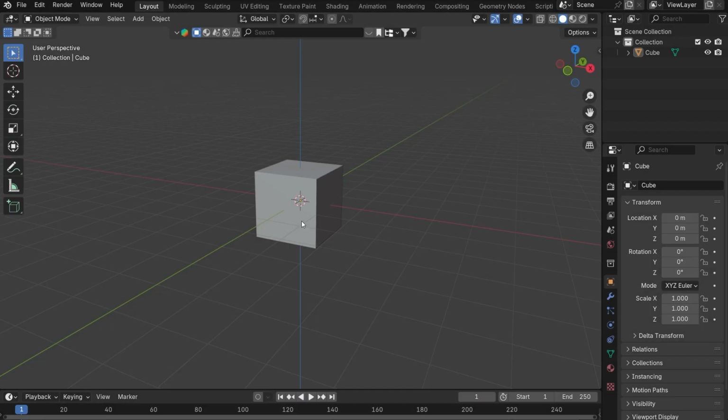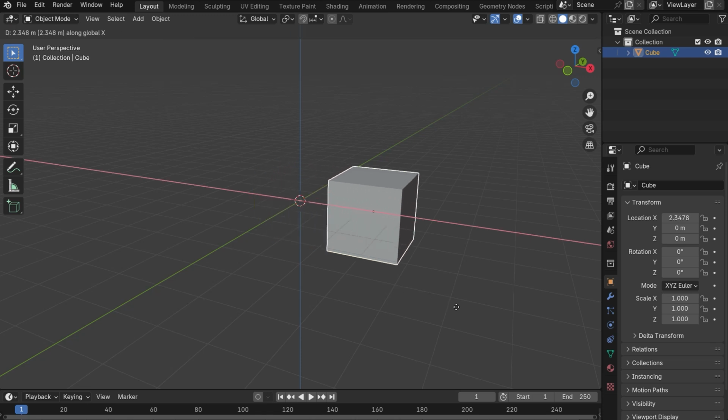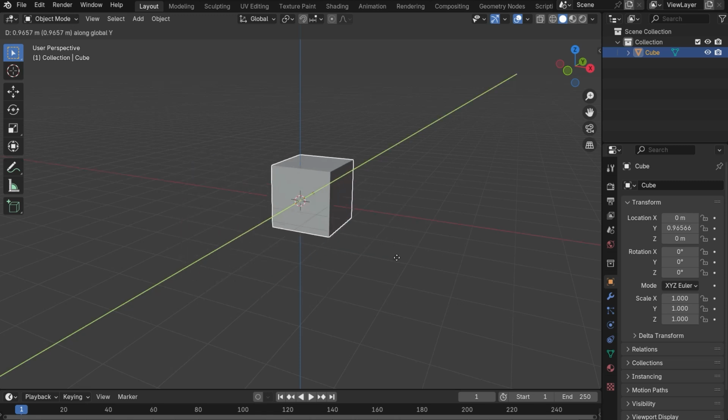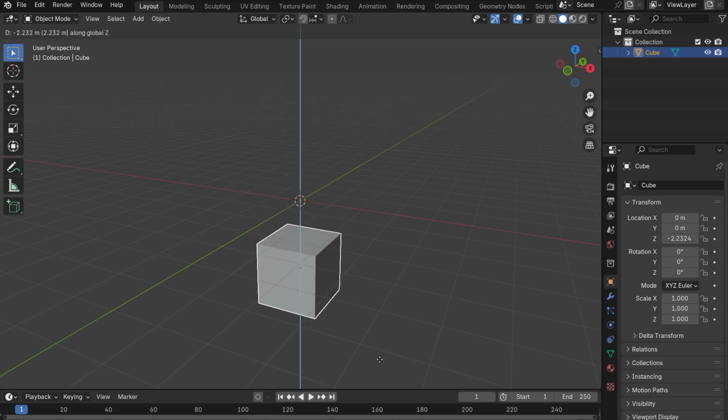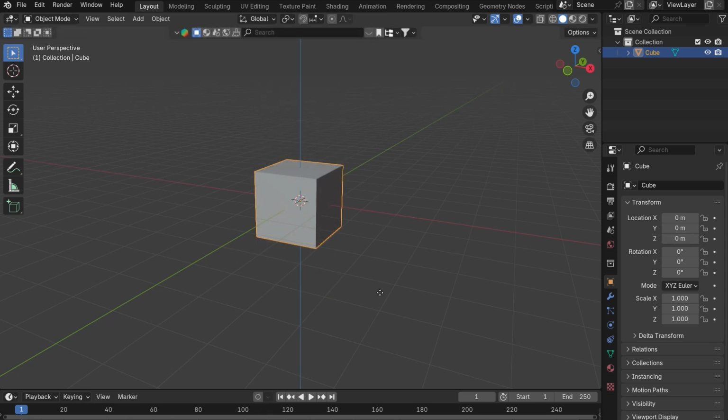When you hear the terms x-axis, y-axis, and z-axis, you might recall your math classes. Since Blender is 3D software, it involves three directional axes. In the viewport, the red line represents the x-axis. The green line represents the y-axis, and the blue line represents the z-axis. These terms will appear frequently in the tutorial, so it's worthwhile to familiarize yourself with them.